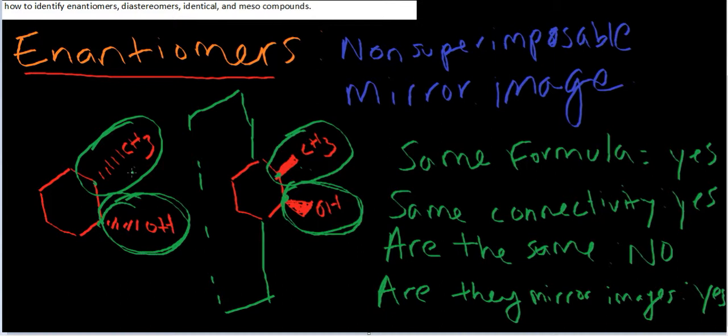This is where you need some creativity and try to use your inner child, so to speak, to picture a mirror and two molecules facing each other. So that's the definition of an enantiomer, and this is how you can identify them.